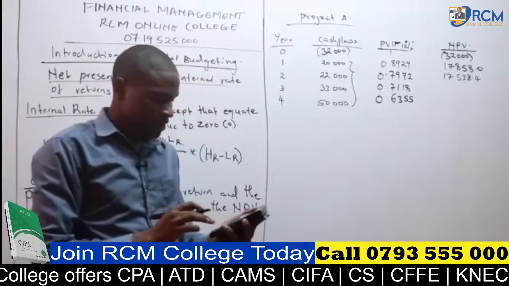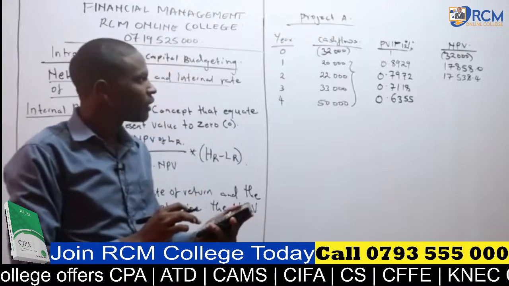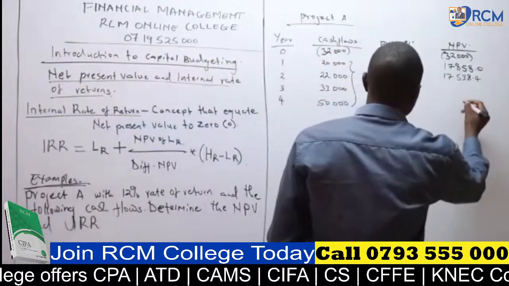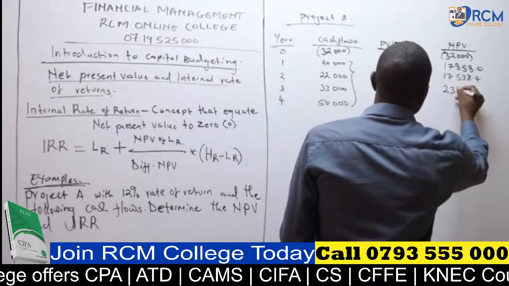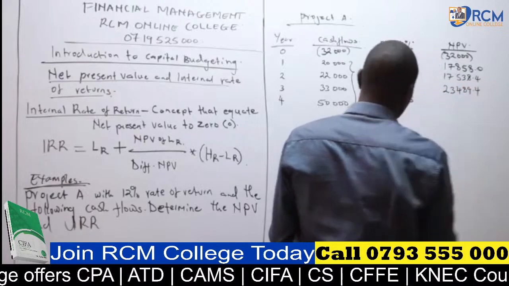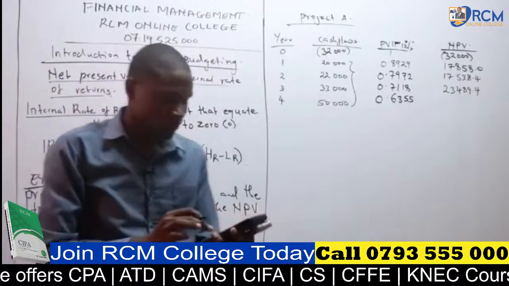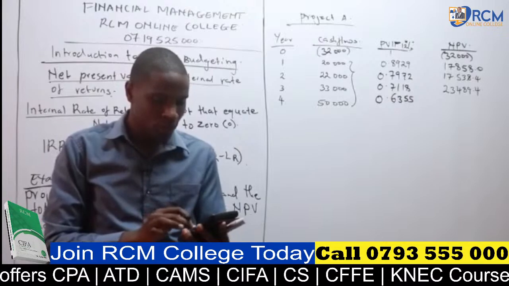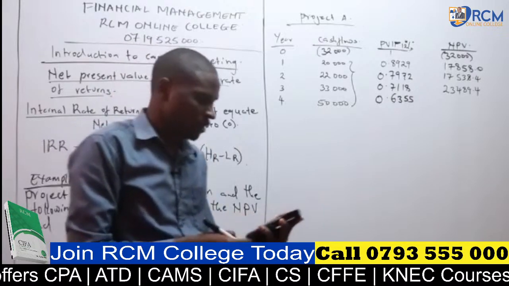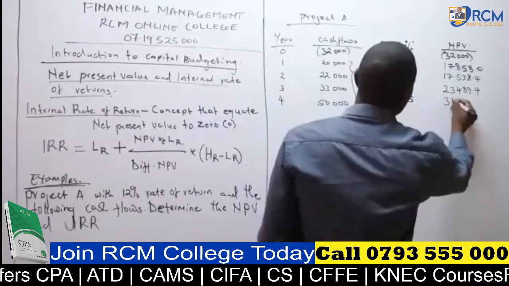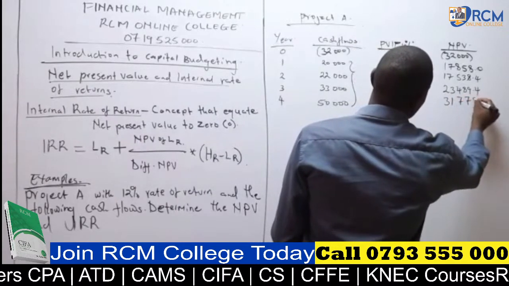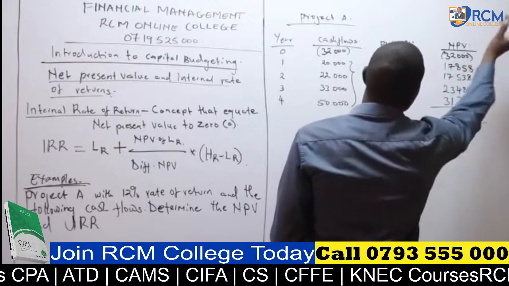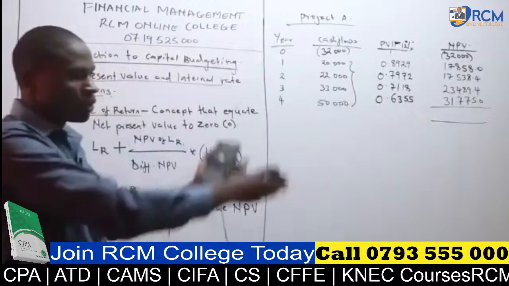For year 3 it is 33,000 times 0.7118. I'm getting 23,489.4. Good. The last one, class, I'm having 50,000. I have to compute 50,000 times 0.6355, giving me 31,775.0, of course. Now, since my heading is indicated as NPV, I'm going to do the summation.